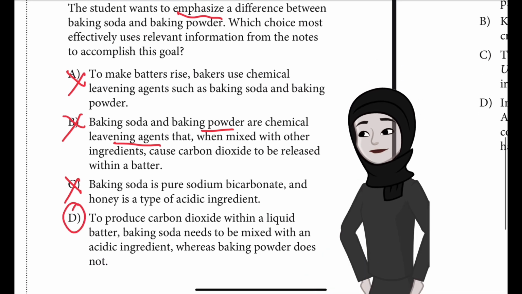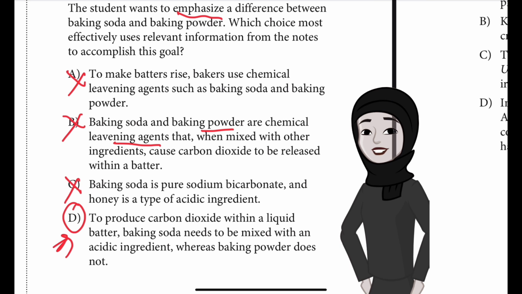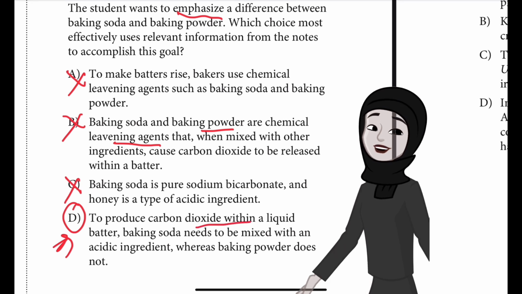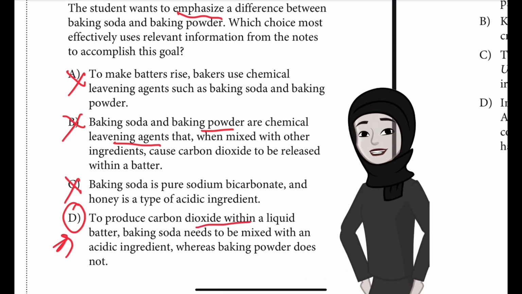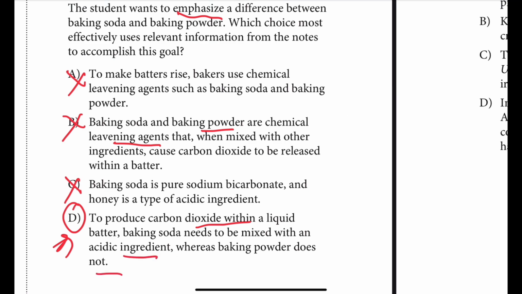Whereas D is the best answer because it clearly tells the difference. To produce carbon dioxide within a liquid batter, baking soda needs to be mixed with an acidic ingredient, whereas baking powder does not. So this was quite easy.